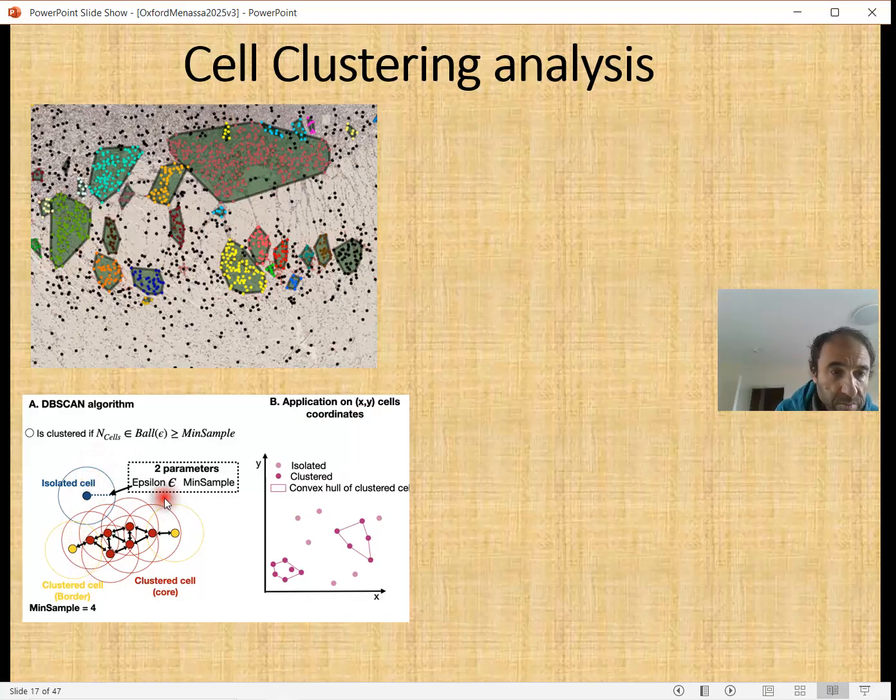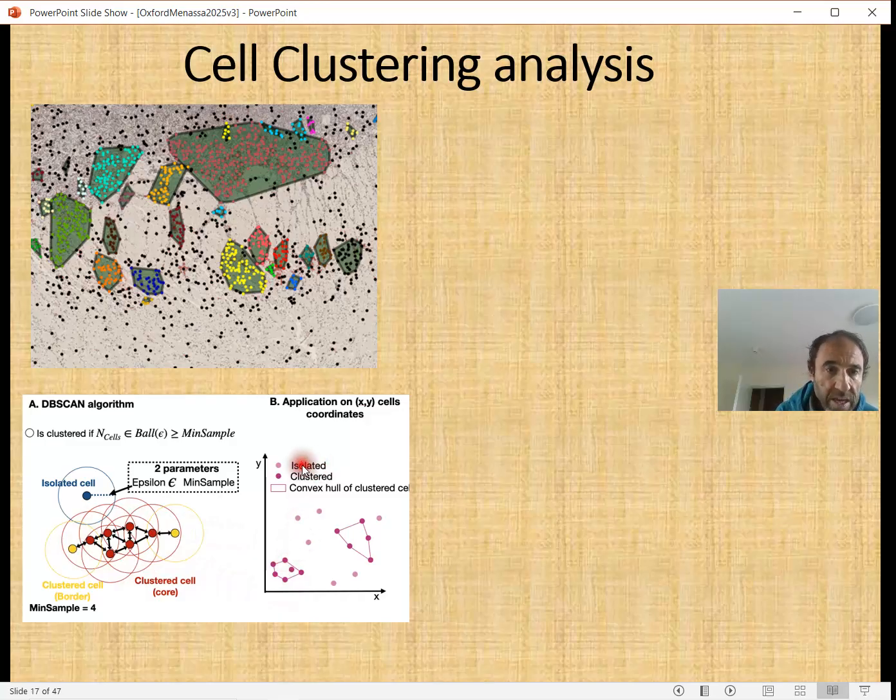And so if, for example, you specify that you need 4 points inside a radius epsilon, then all the red cells here, all the red points, are classified as the cluster. And if this one has only one other cell inside, but still at a distance less than epsilon, it is characterized as the border of the cluster. And from this, you can start identifying different clusters.